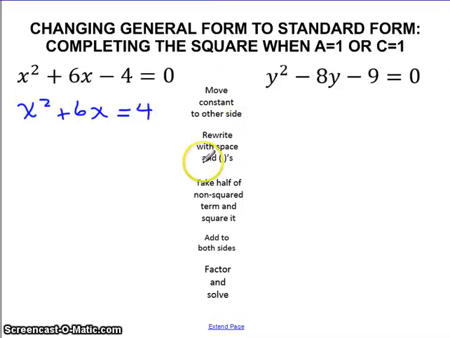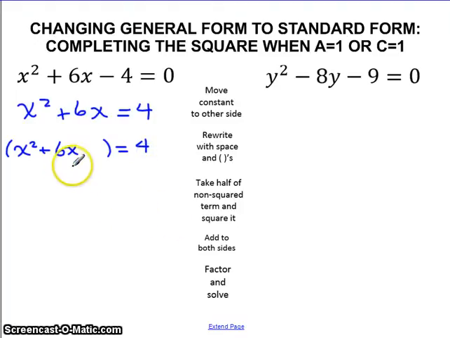Now the next step says rewrite with space and parentheses. And what I mean by that is I want to go ahead and put some parentheses around here and add a little bit of space right here. We're going to fill in a number. And we're going to have that 4 still over here.